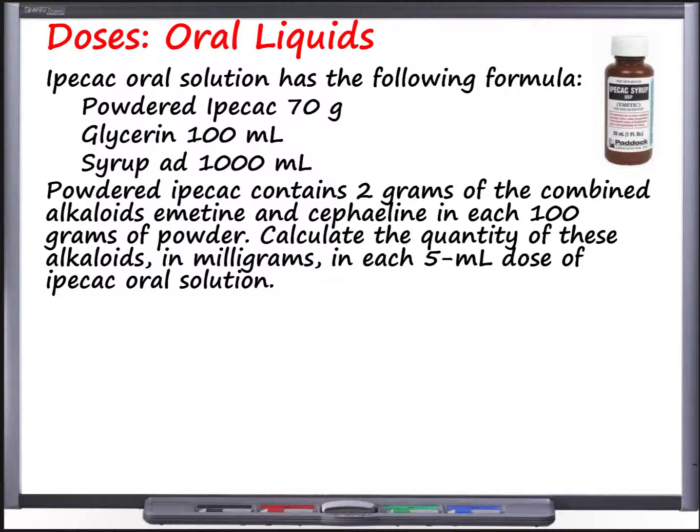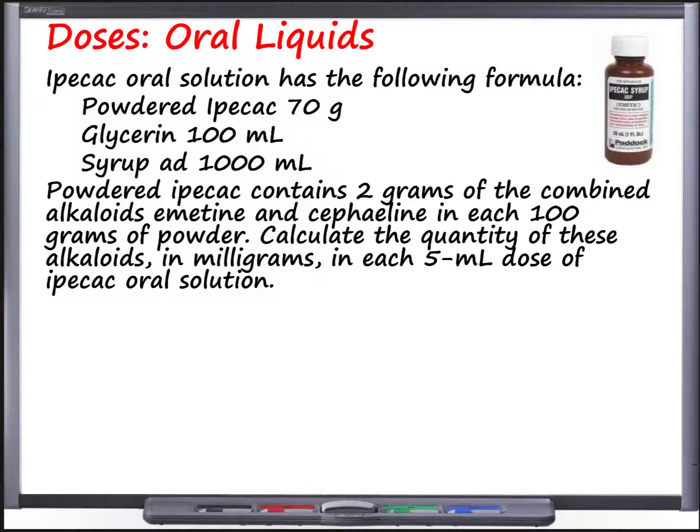And then lastly, the actual question is to calculate the quantity of the actual active ingredients, these alkaloids, in milligrams in each 5 milliliter dose of the Ipecac oral solution. Okay, so that's the question. I think we know what we need to do.